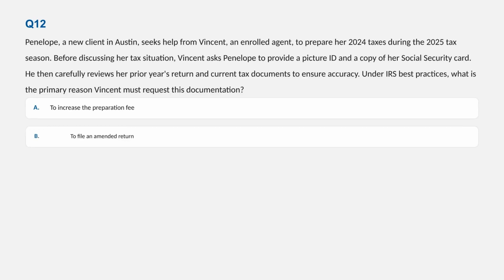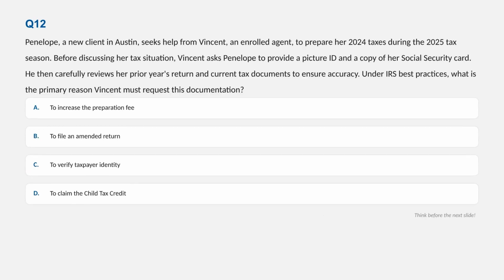Alright, let's move to question 12. Penelope, a new client in Austin, seeks help from Vincent, an enrolled agent, to prepare her 2024 taxes during the 2025 tax season. Before discussing her tax situation, Vincent asks Penelope to provide a picture ID and a copy of her social security card. He then carefully reviews her prior year's return and current tax documents to ensure accuracy. Under IRS best practices, what is the primary reason Vincent must request this documentation?